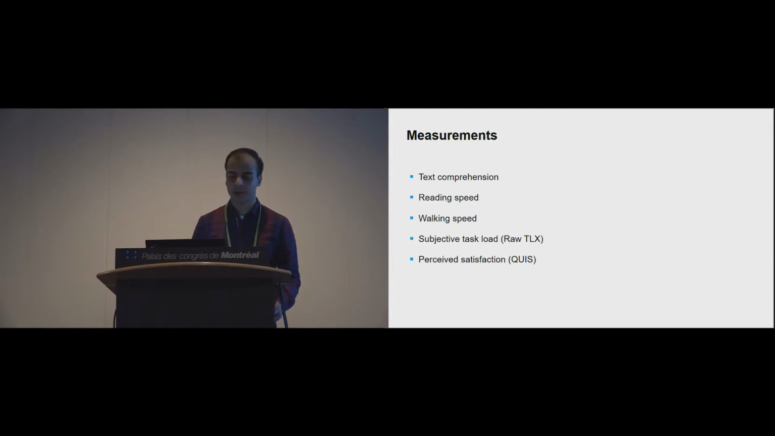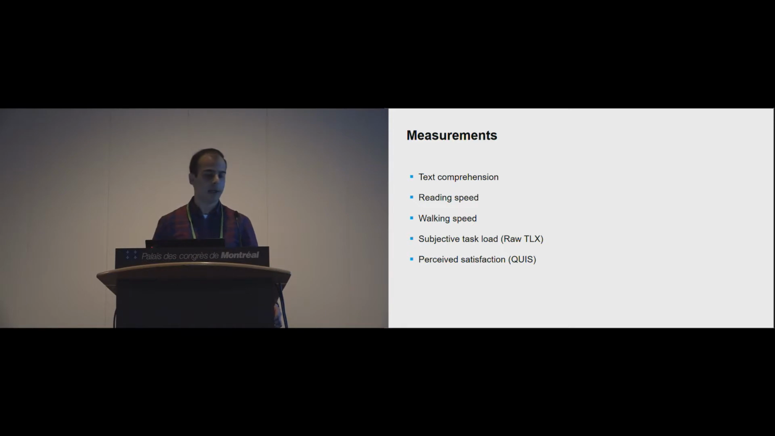For the study, we measured text comprehension using a multiple choice test, and reading speed by dividing the number of words in the text by the time spent reading it. For walking speed, we measured the distance walked while reading the text and divided it by the time spent reading. We also measured subjective task load using the Raw TLX, and perceived satisfaction using the Questionnaire for User Interaction Satisfaction.